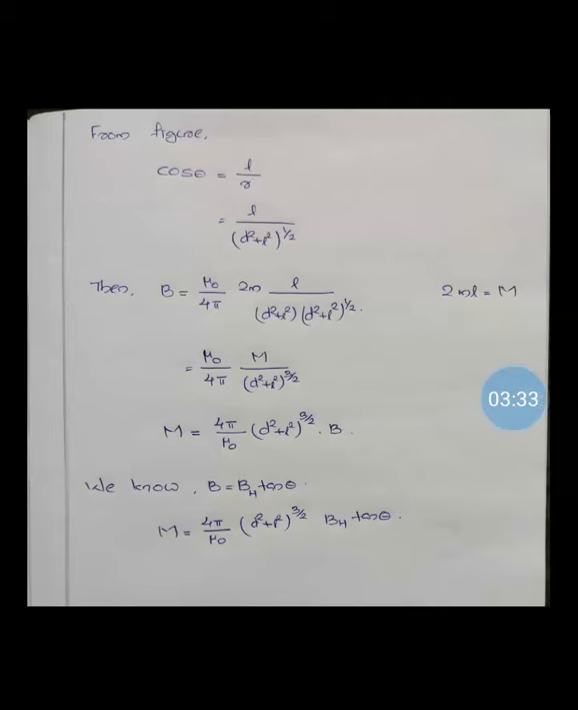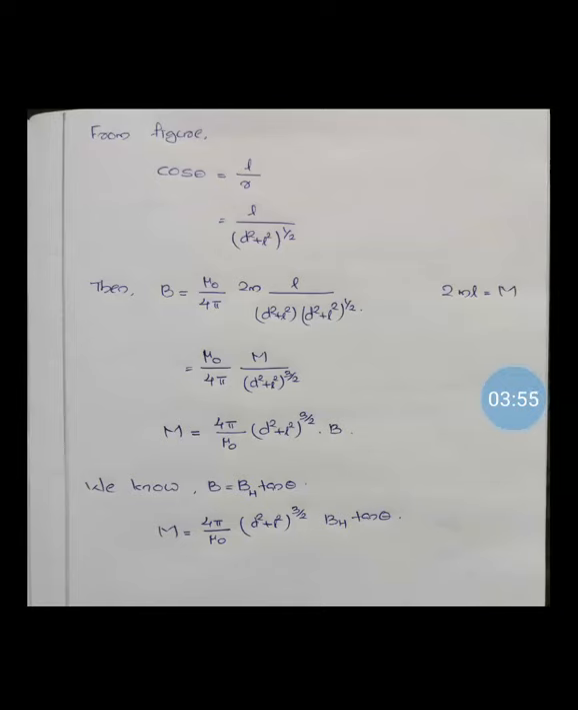2mL is equal to capital M. Capital M is the magnetic moment. So B is equal to mu 0 by 4 pi M by d square plus L square whole raised to 3 by 2. From this, M is equal to 4 pi by mu 0 into d square plus L square whole raised to 3 by 2 into B.